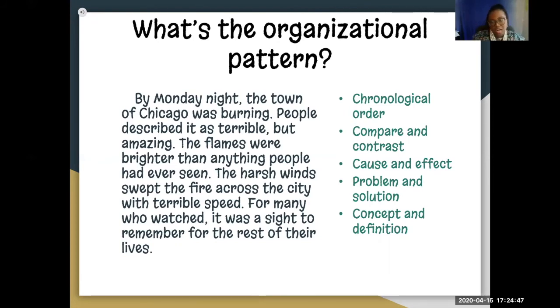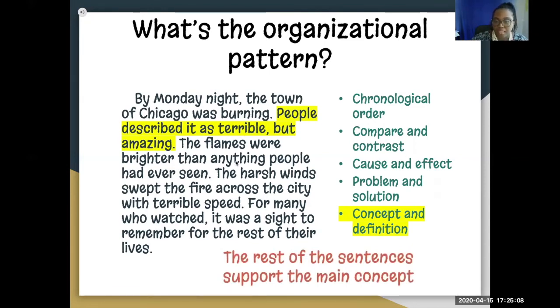What's up, rock stars? I think that you guys are ready to check your answer for this one. And I think you probably figured out by now that that is a concept and definition, okay? People describing the town of Chicago as terrible but amazing was our major concept, and everything under it supports that main concept, okay? So the flames were brighter, the harsh winds came with a terrible speed, so this might show how it's terrible, but they're going to remember it for the rest of their lives. It's amazing, they've never seen anything like this, okay?